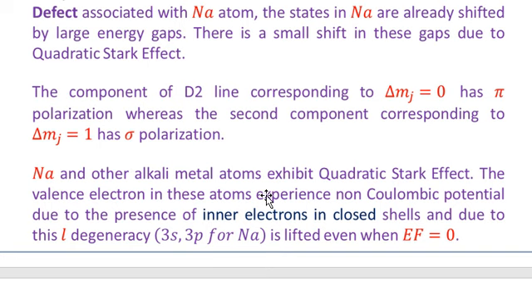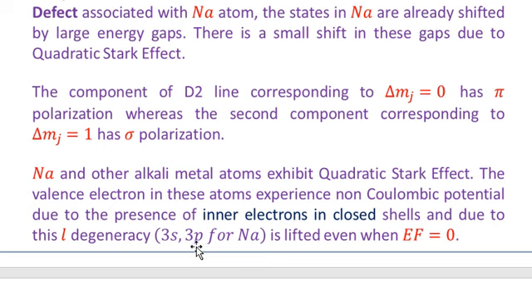Sodium and other alkali metal atoms exhibit the quadratic Stark effect. The valence electrons in these atoms experience a non-Coulombic potential due to the presence of the inner electrons in closed shells, and due to this, the l degeneracy is lifted. The level corresponding to principal quantum number 3 is split into 3s and 3p for sodium even when the electric field is 0. So even with no electric field, the l degeneracy for the alkali metal atoms is lifted.